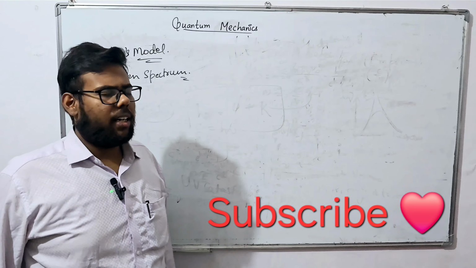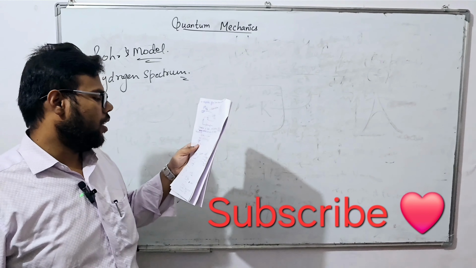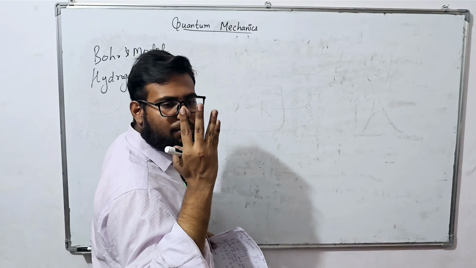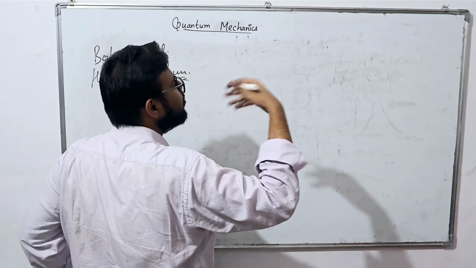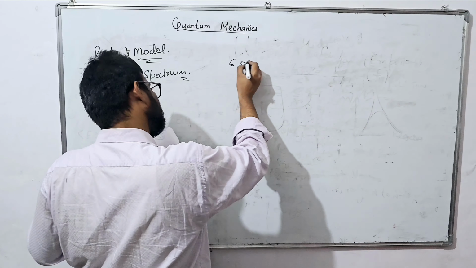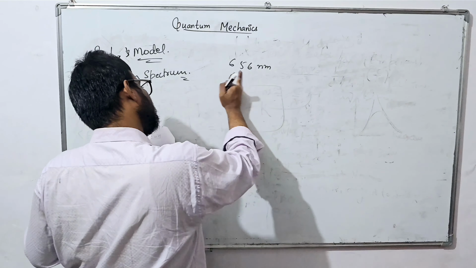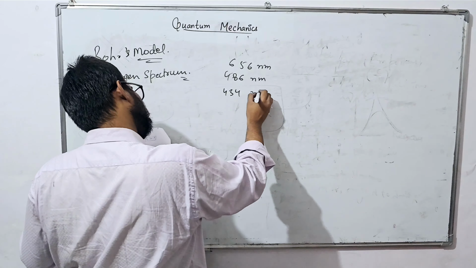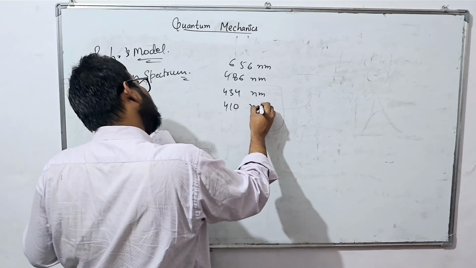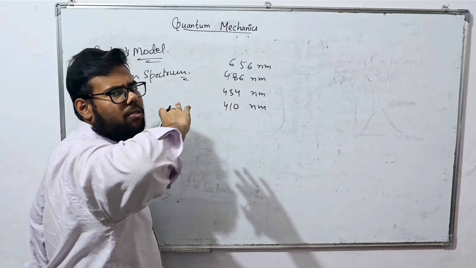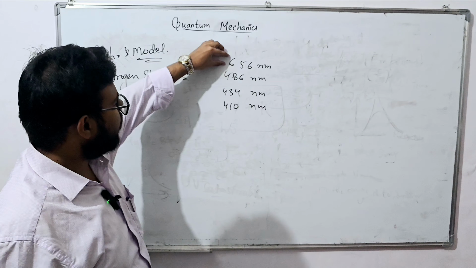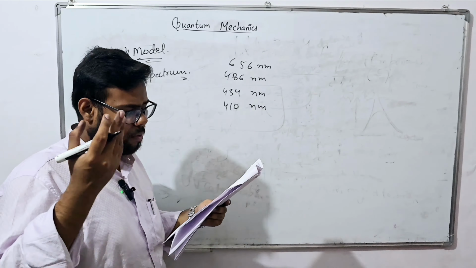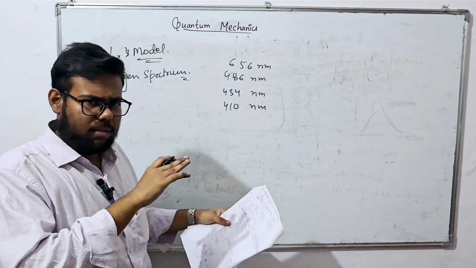The thing was that it was observed that in the hydrogen spectrum, there were only four wavelengths that were emitting, that were coming out. They were 656 nanometer, 486 nanometer, 434 nanometer, and 410 nanometer, and in between them there was no radiation, right? It means it was like a discrete sort of thing, that only these four were coming out. So it was a big question why only these.